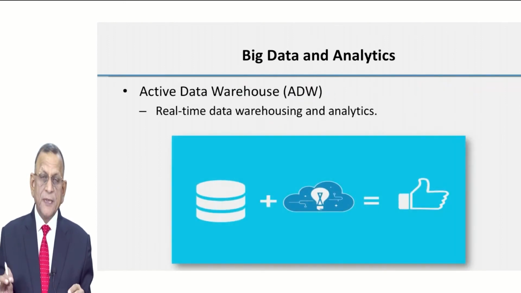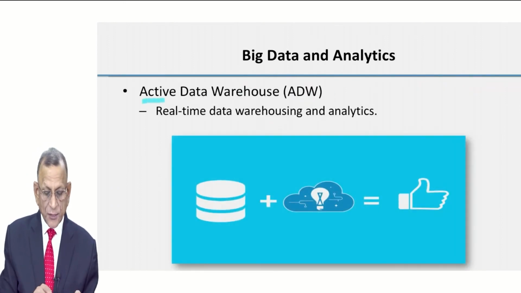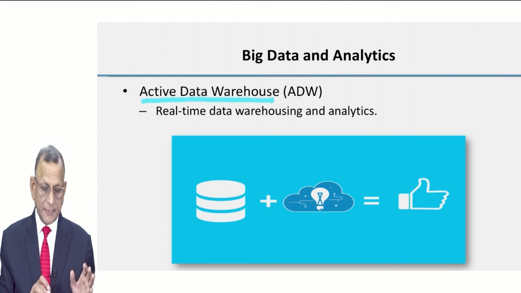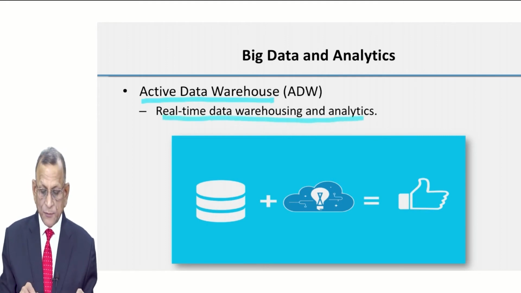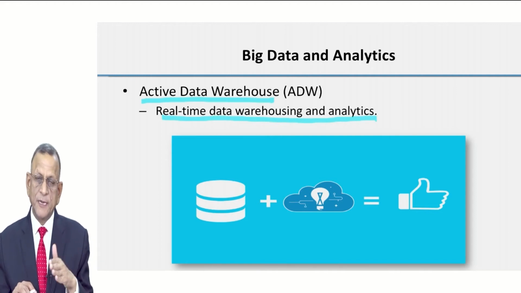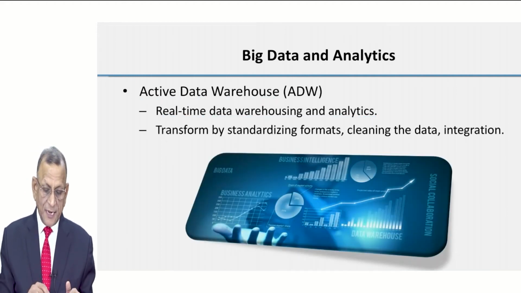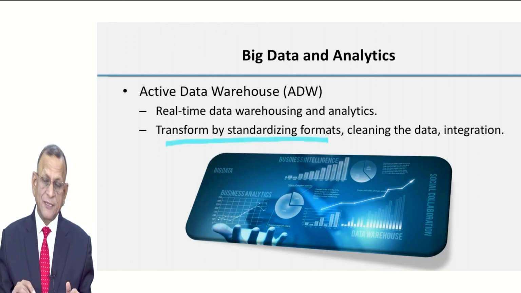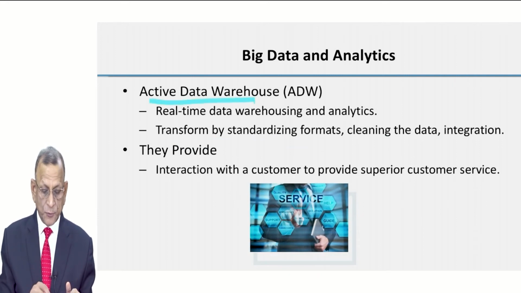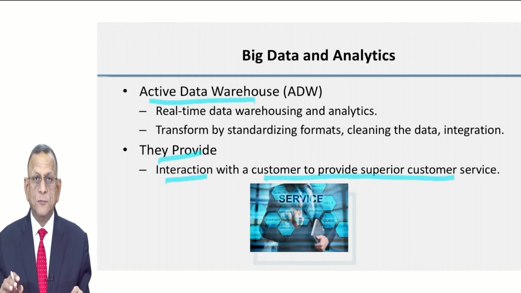How business intelligence is being managed with the help of this diagram we have seen. So, we have something known as active data warehouses where analysis is going on, database is updated continuously, real-time data warehousing and analytics. Both the things are happening simultaneously. It's being updated and analyzed. Transformed by standardizing formats, cleaning the data and integration, this we understand. Such active data warehouses provide interaction with the customer to provide superior customer service.